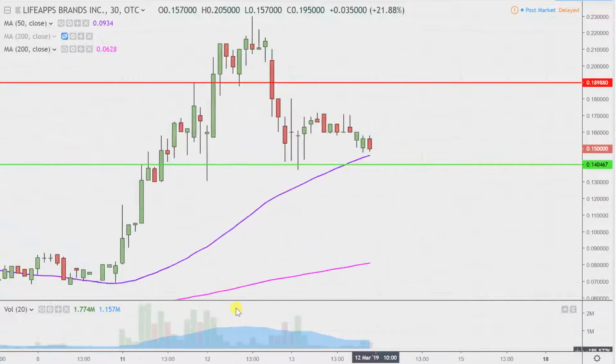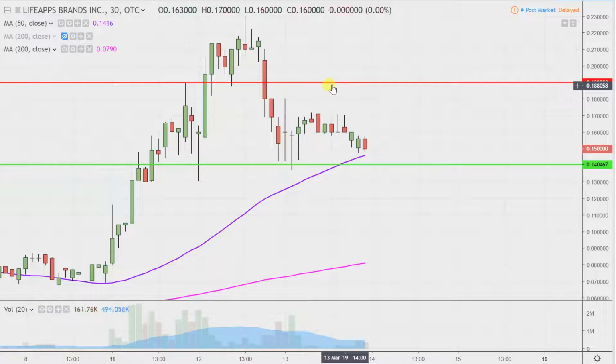As far as areas of resistance, nothing new here to report. Still have that general level up there at the 19-cent mark. Looks like maybe a little miniature one is showing up here now at the 17-cent mark, but I'm not quite sure if that's necessarily a true level or not, so I'm not going to mark it off. But yeah, 19 cents would still be that overarching level of resistance going forward.